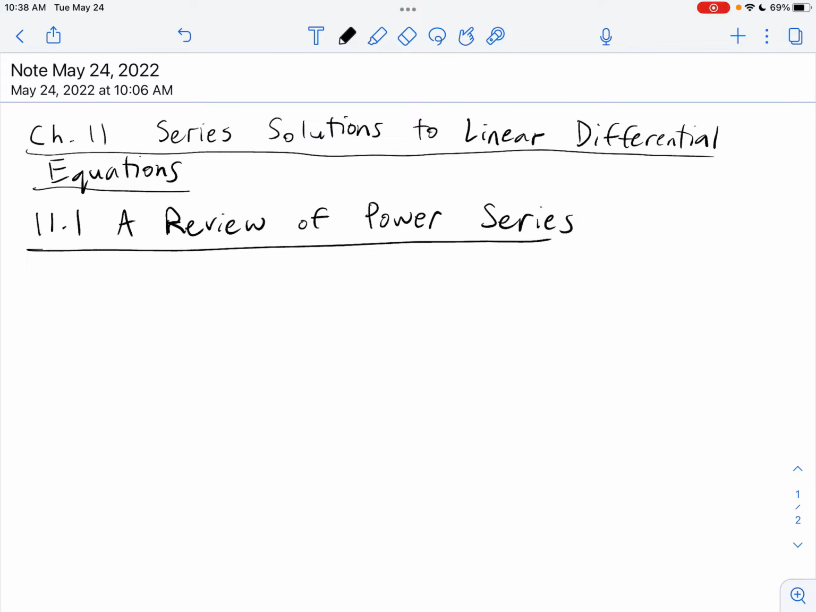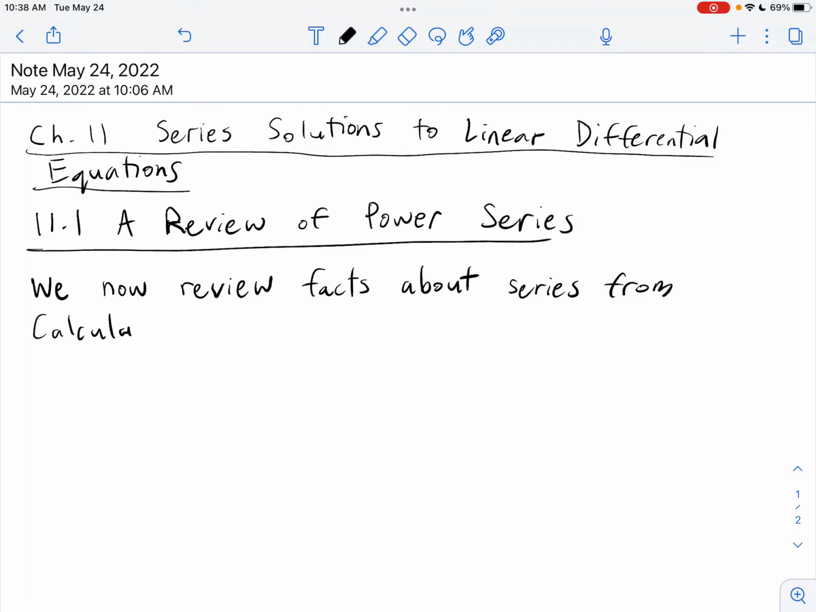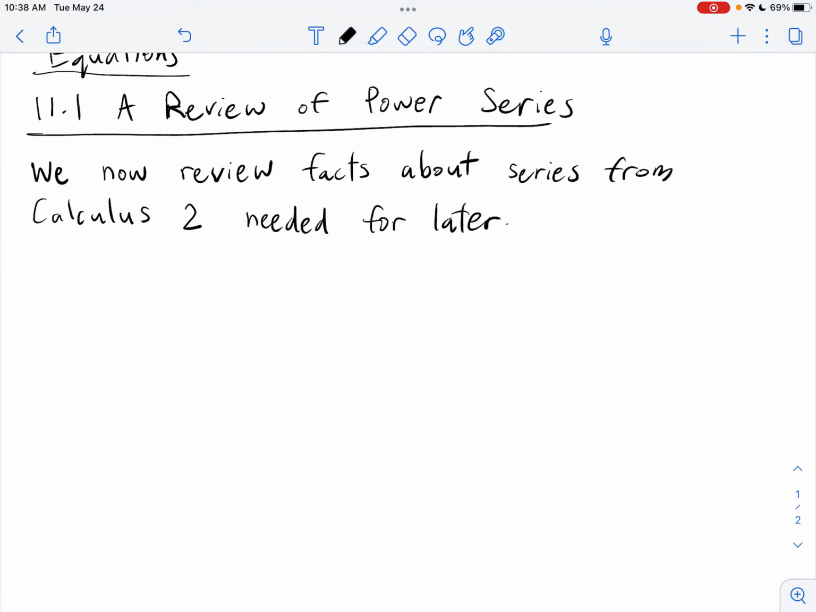There are a few new definitions, but most of it is going to be things we've already seen in Calculus 2. So we now review facts about series from Calculus 2, needed for later. And let's begin with a definition.